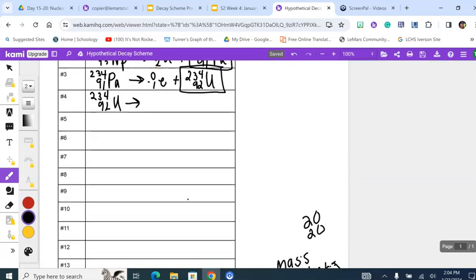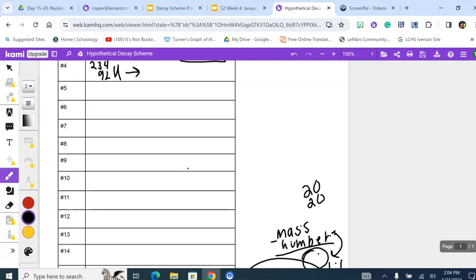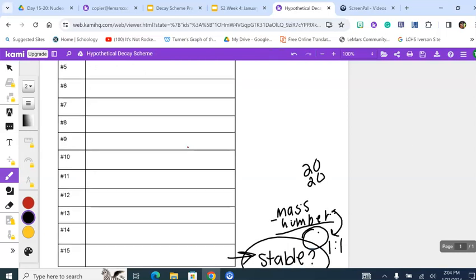If you get that done, then you're caught up for the day in science. There will be an assignment. It's going to be thorium 232. And you might have to just do that in class when you get here.